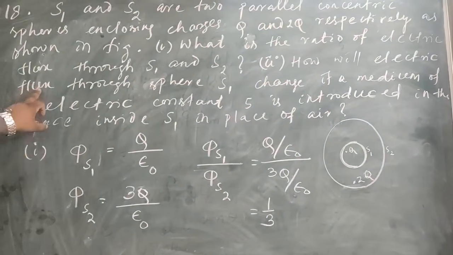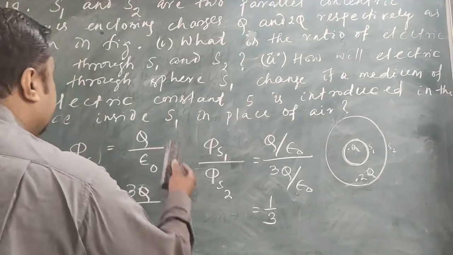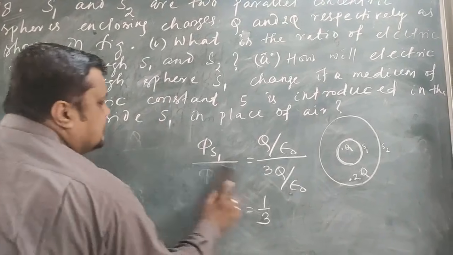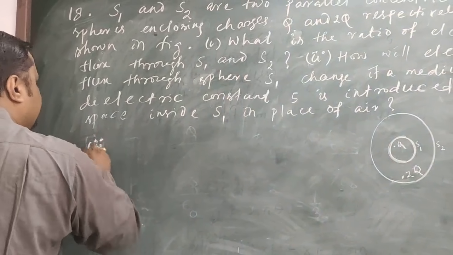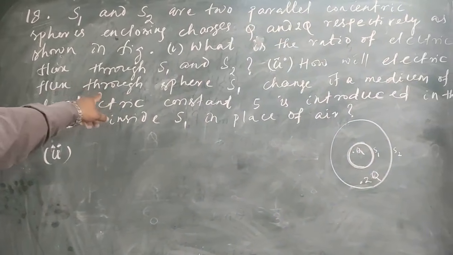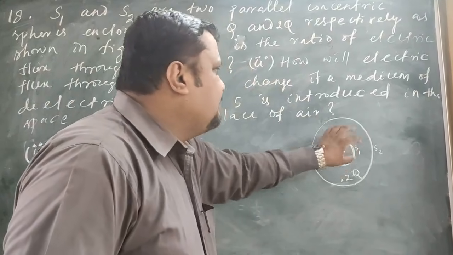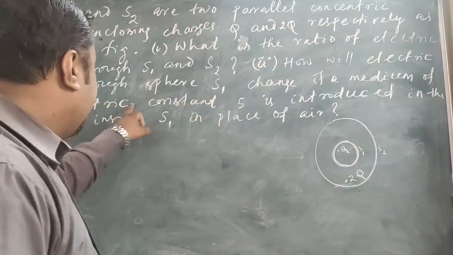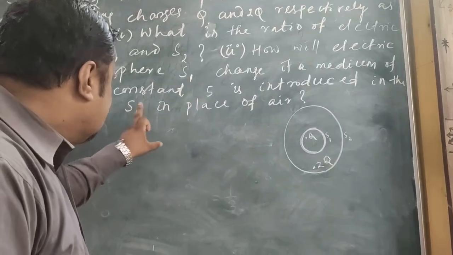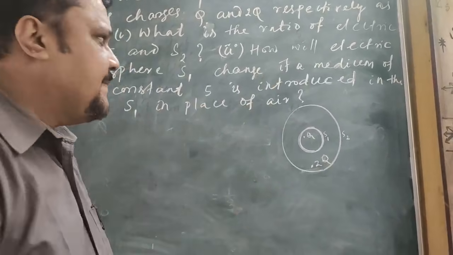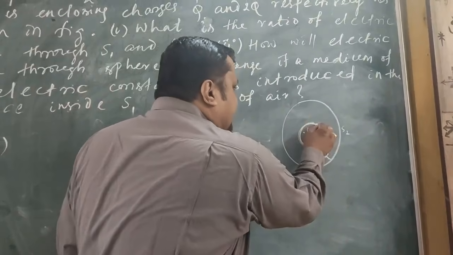In the second part: how will the electric flux through sphere S1 change if a medium of dielectric constant K is introduced in the space inside S1 in place of air? So forget about S2. In part 2, S2 is not given. Come to S1.